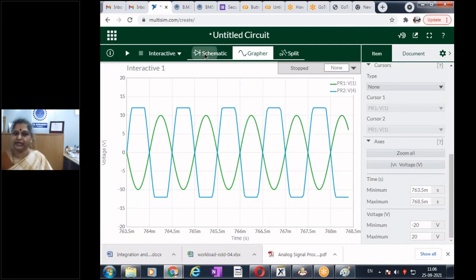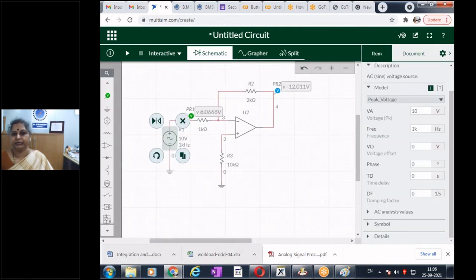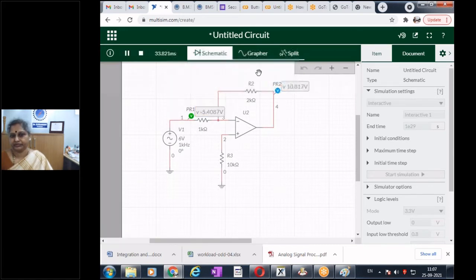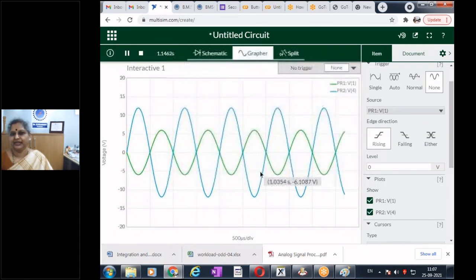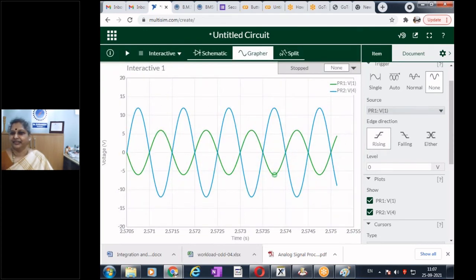Now let us change. Let's go back to our circuit, and let me make my input as say 6 volts. My input peak, I'm making it as 6 volts, and let me run. And what is my output? Is it linear now? Yes.